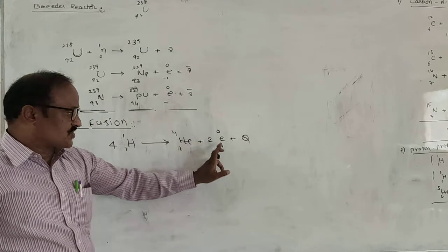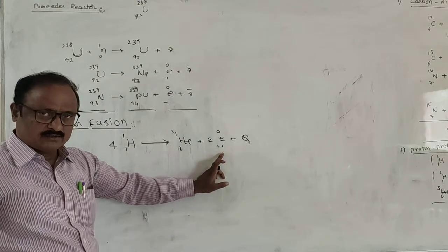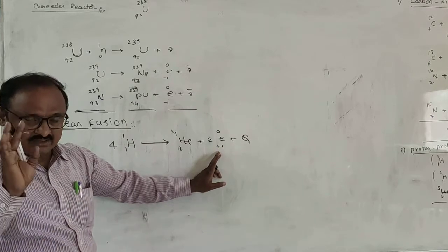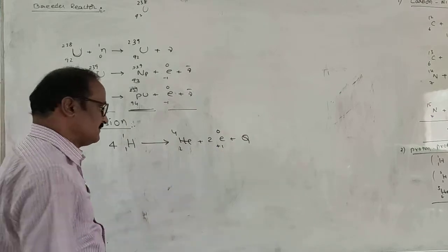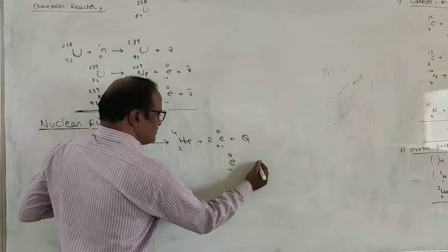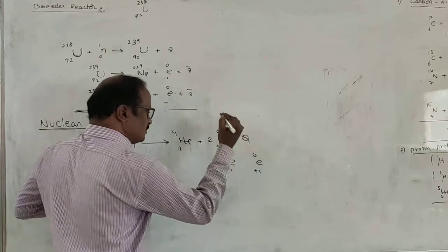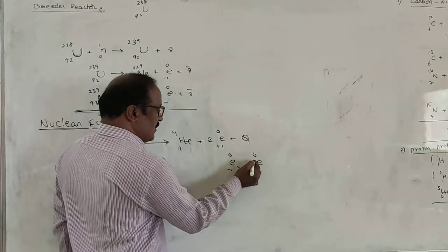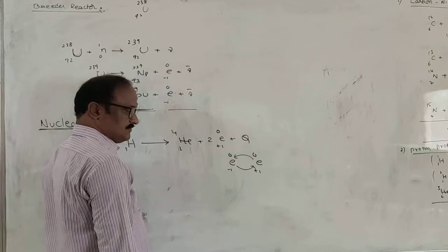2 positrons. What is a positron? Positron is the anti-particle of the electron. Remember this point, anti-particle. Electron is represented by e minus 1, 0. Positron is represented by e plus 1, 0. Electron is the antiparticle of positron. Positron is also the antiparticle of electron.